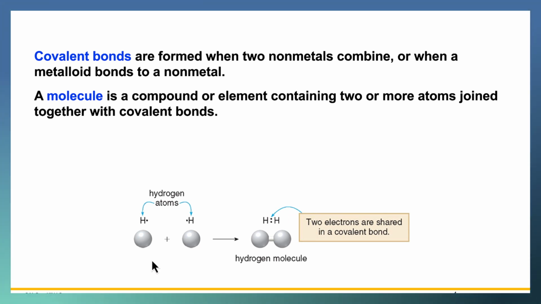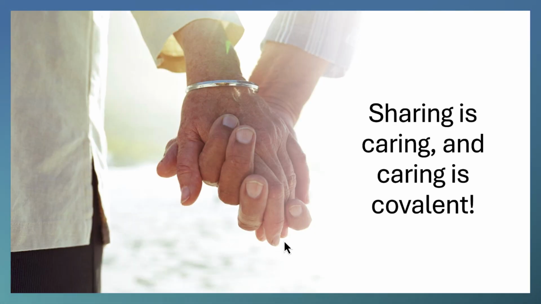So in this case right here, you can see our hydrogen, which is a nonmetal, has one valence electron, and then this hydrogen atom has one valence electron, but they both want to see two because that gives them that full outer shell. And so they are going to share both of those electrons, like you can see here, and that forms what we call a covalent bond. And remember, sharing is caring and caring is covalent. So that's how I remember covalent is a sharing of electrons. Kind of silly, but it stuck with me for some reason.